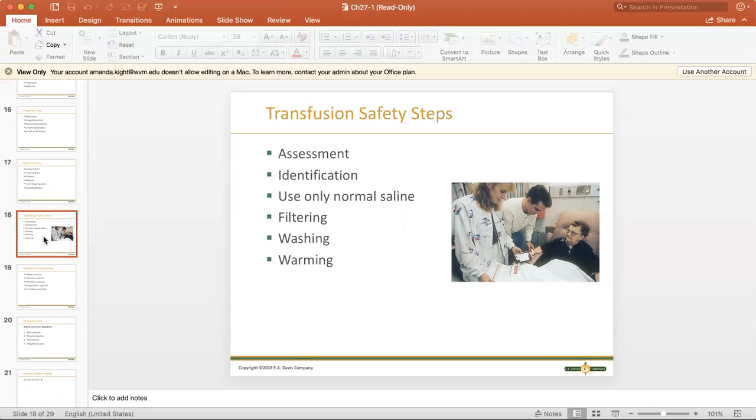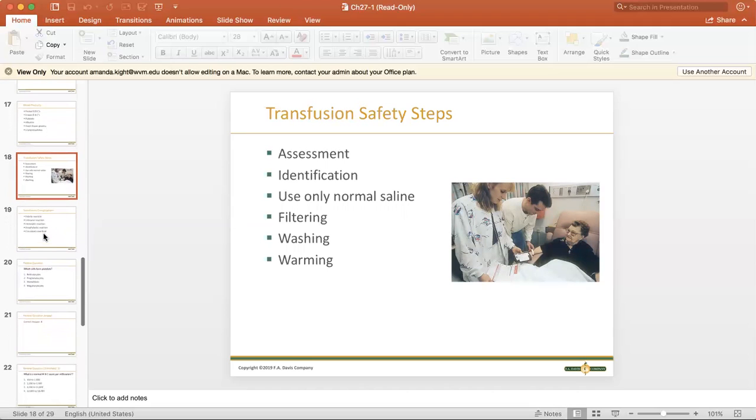Always making sure that when we're doing transfusions that we take every safety step for that. It's very important because obviously we want to make sure that it's the same blood type. So we already know this. It's very similar to giving medication, but we really, really want to make sure it's for the correct patient.